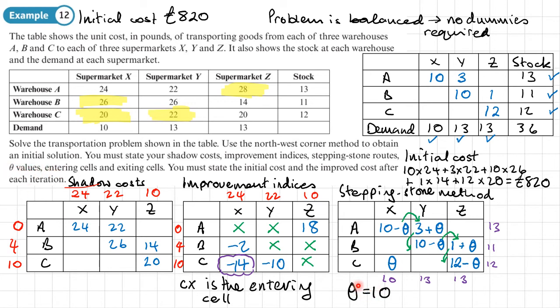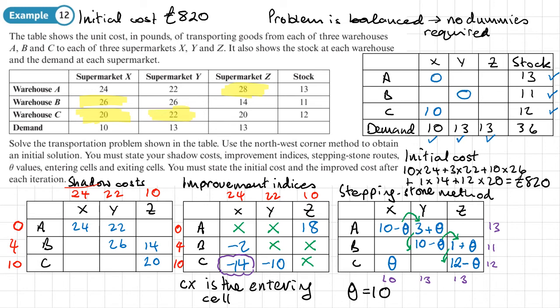Okay, so what I'm going to do now is to put those new values in my table here, the one I used to work out the initial costs, because I'm now going to work out an improved cost. So that theta becomes 10. So this is now the entering cell. Now I've got 2 cells that became 0. I'm going to write them as 0 for the moment. This is only temporary.